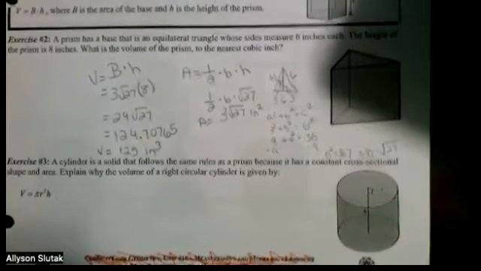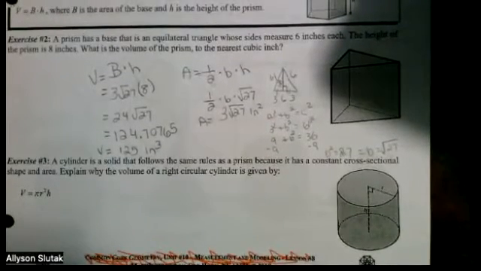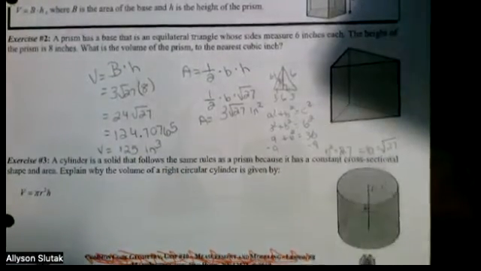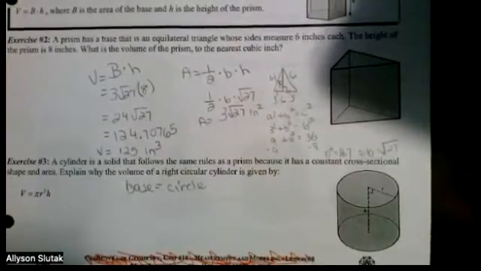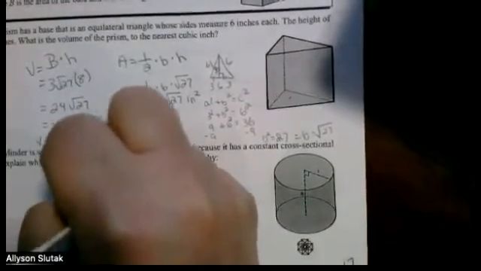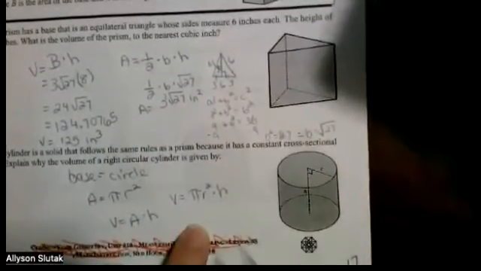The last one down here says a cylinder is a solid that follows the same rules as a prism because it has a constant cross-sectional shape and area. Explain why the volume of a right cylinder is given by pi r squared times h. Well, the base here is a circle. You have to remember that you want to find the area of the base. So the area of the circle is equal to pi times radius squared. Then the volume would be the area times the height. In this case, the area is pi r squared, times h. So it's the area times the height.